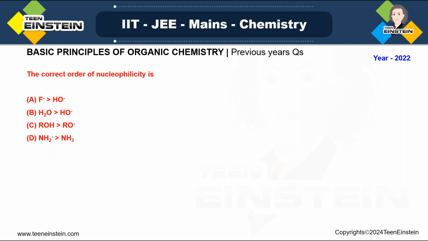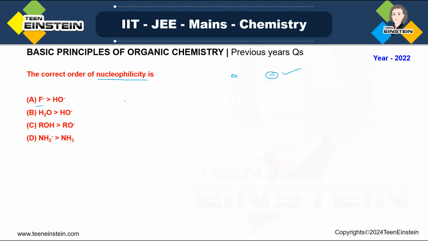The correct order of nucleophilicity. Here, nucleophilicity relates to having a negative charge versus a neutral species. Obviously, the neutral species cannot be more nucleophilic. The negative charge will be more nucleophilic, right? So you can compare a lone pair with a fully developed negative charge. So this will be more nucleophilic.